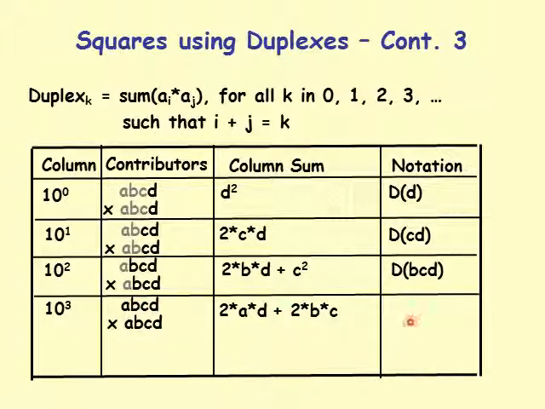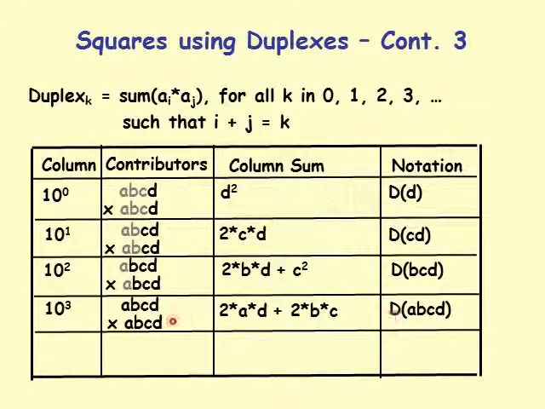And what do we call this thing? We call that the duplex of ABCD. ABCD were the contributing elements in our columns in this product. So we call the duplex of ABCD 2AD plus 2BC. A and D, that's 2AD. B and C, 2BC. Let's continue.